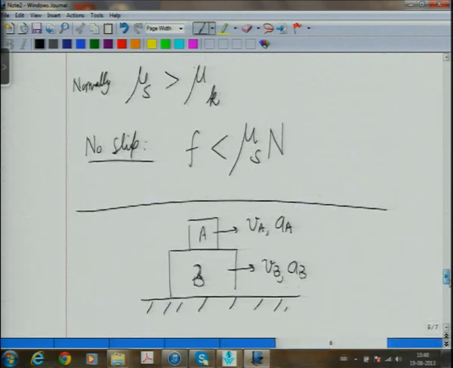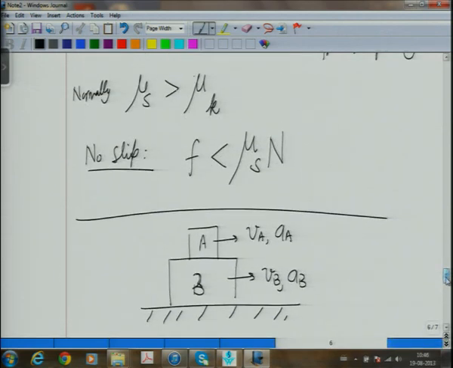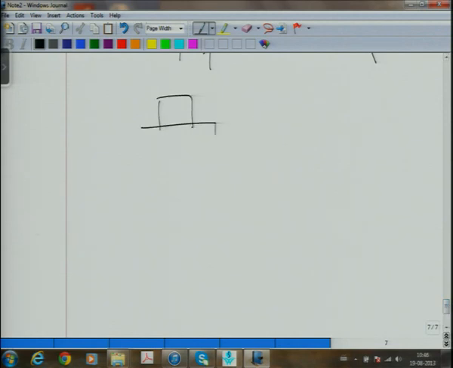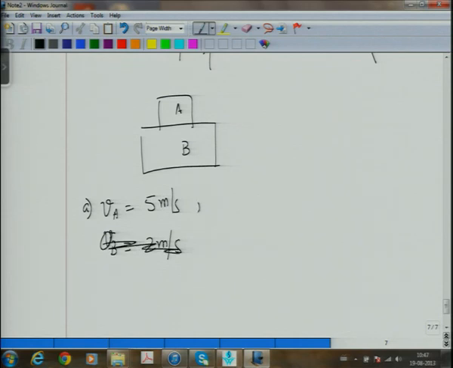Now let's come back to this example. There are two blocks A and B on top of each other, with VA, AA, VB, AB. Let's take case A. VA is equal to 5 meters per second, VB is equal to 2 meters per second. I'll write the same: VA is equal to 5 meters per second, VB is equal to 5 meters per second, and the acceleration of A is equal to 2 meters per second square.